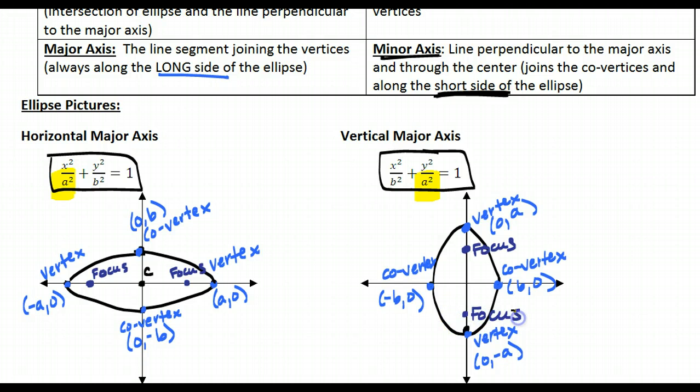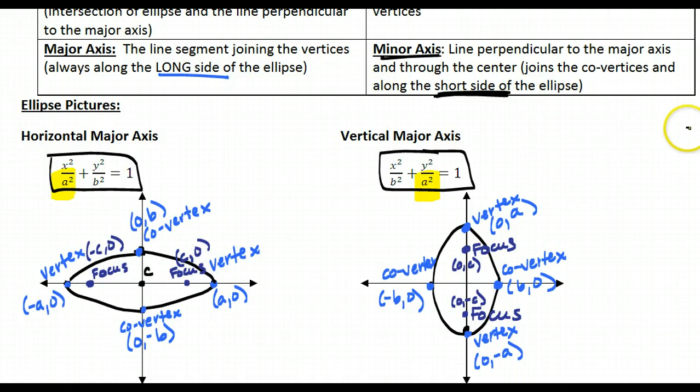And we have a third variable we use for the focus points, and it is a c value. I know this is getting a little crowded here, but the focus points are at (c, 0) and (negative c, 0) for that graph, and here at (0, c) and (0, negative c). So it's always a c for the focus. Those don't change. Those are always c.